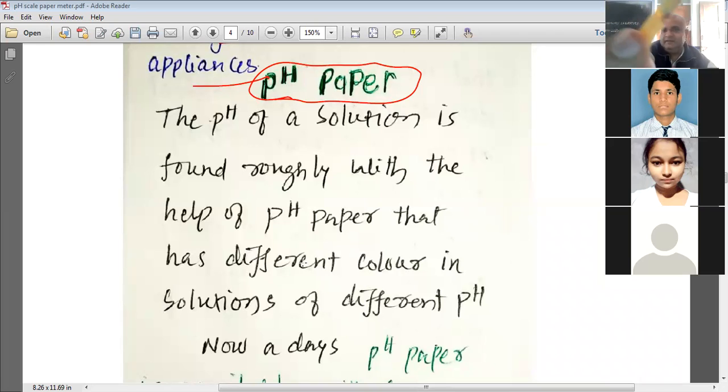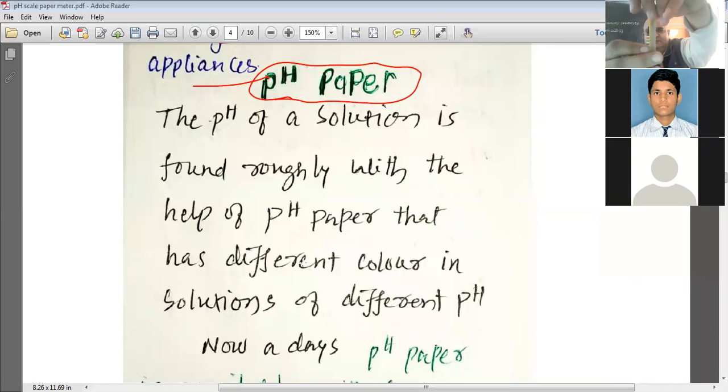Can you see the color? What kind of color is it? Okay, let us compare it with the pH paper and you will come to know. Can you tell me the pH of this? Dear students? 8. Sir, 8 or 9.